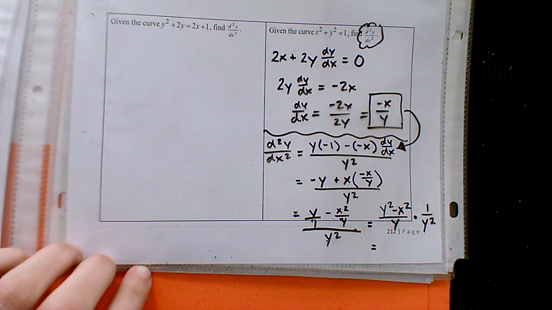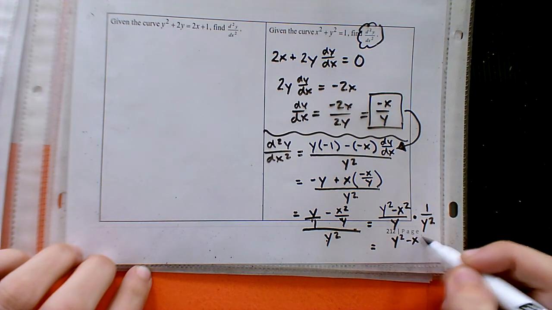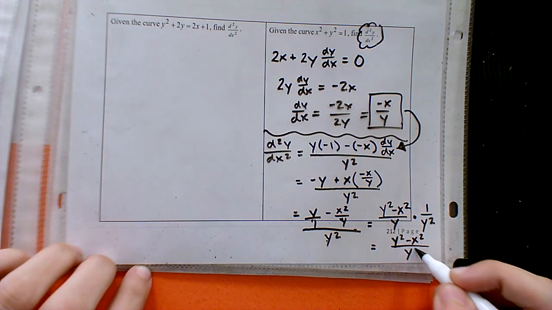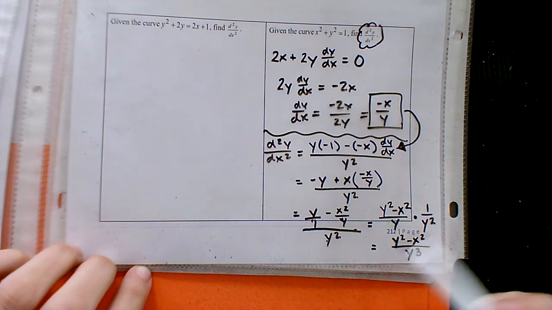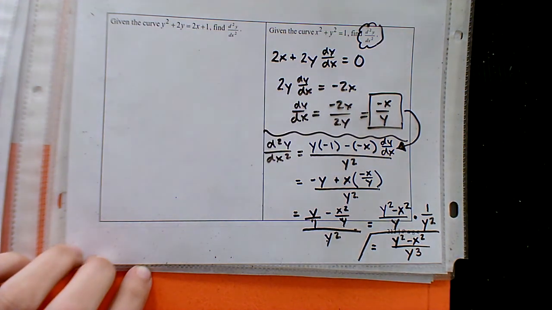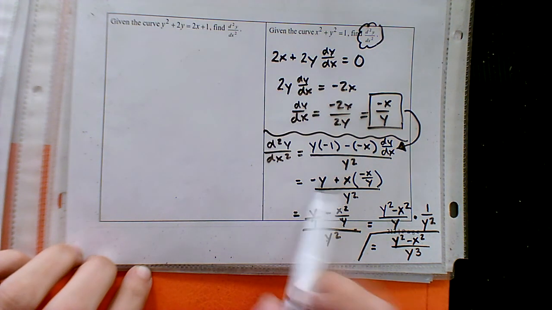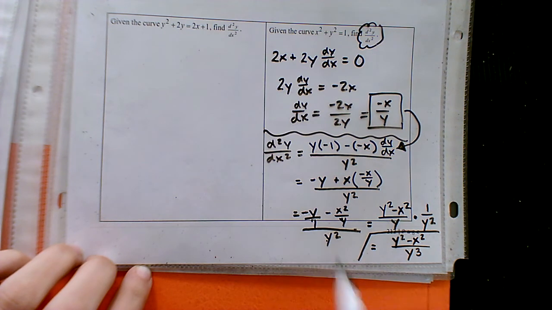So it looks like our final simplified second derivative is y squared minus x squared all over y cubed. I think I missed a negative though. Did we see that? Yeah. Negative here, negative there, which means final answer, negative there, negative there. Is that better? No. All right. Those negatives.